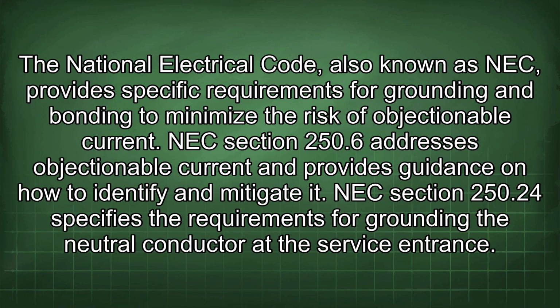The National Electrical Code, also known as NEC, provides specific requirements for grounding and bonding to minimize the risk of objectionable current. NEC Section 250.6 addresses objectionable current and provides guidance on how to identify and mitigate it. NEC Section 250.24 specifies the requirements for grounding the neutral conductor at the service entrance.